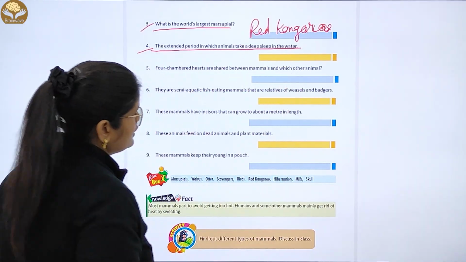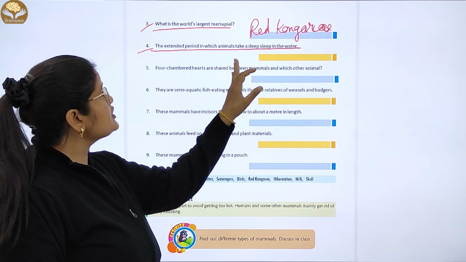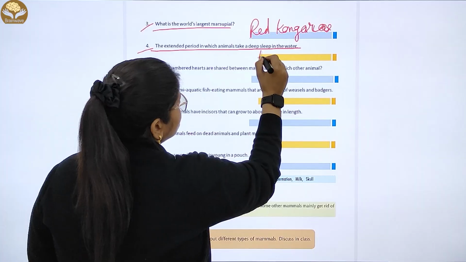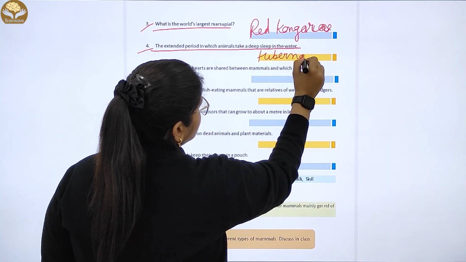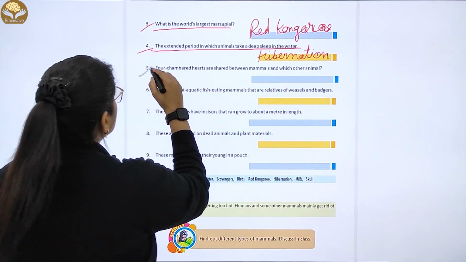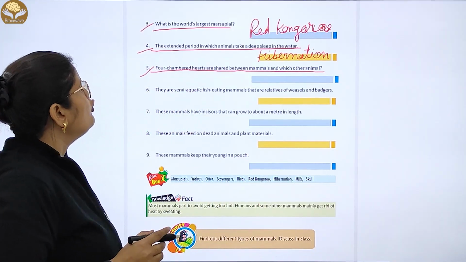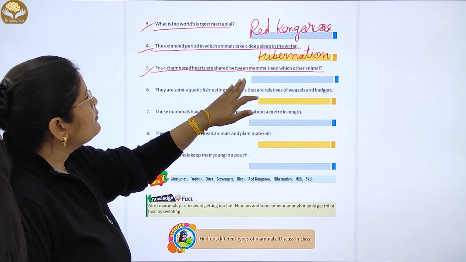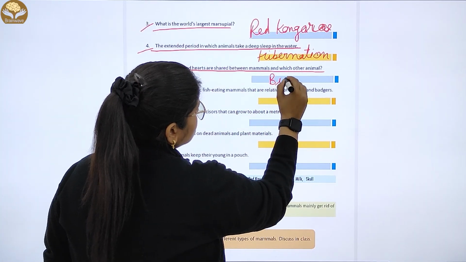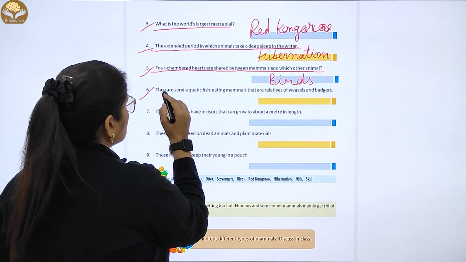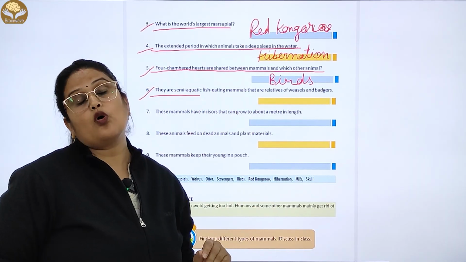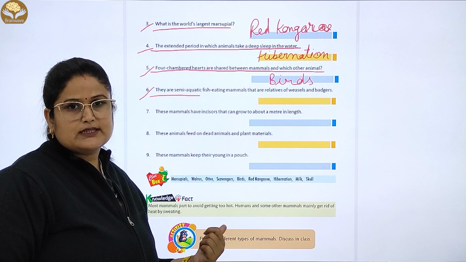Number 4, the extended period in which animals take a deep sleep in the winter, वो होते हैं हमारे hibernation. Four chambered hearts are shared between mammals and which other animals? Birds. Number 6, the semi-aquatic fish eating mammals that are relatives of weasels and badgers. This is otter.